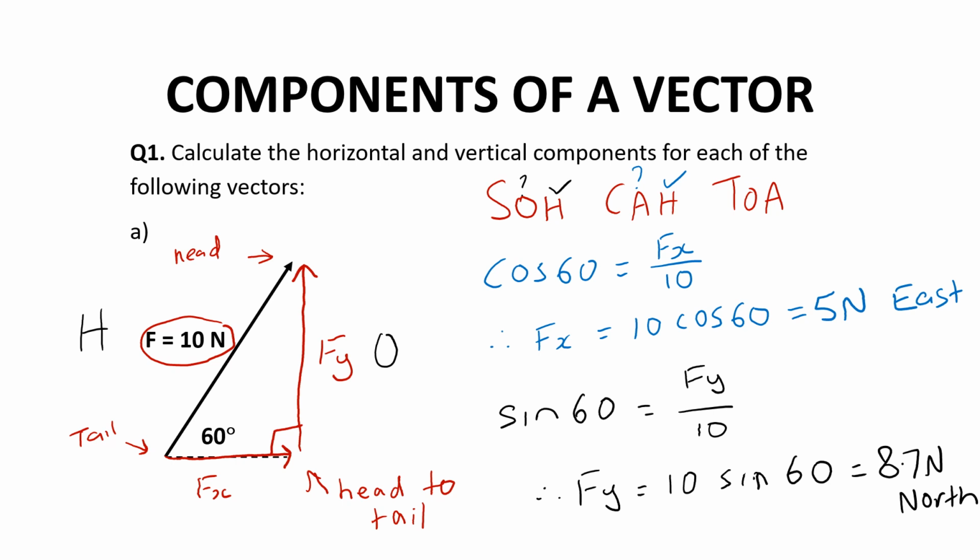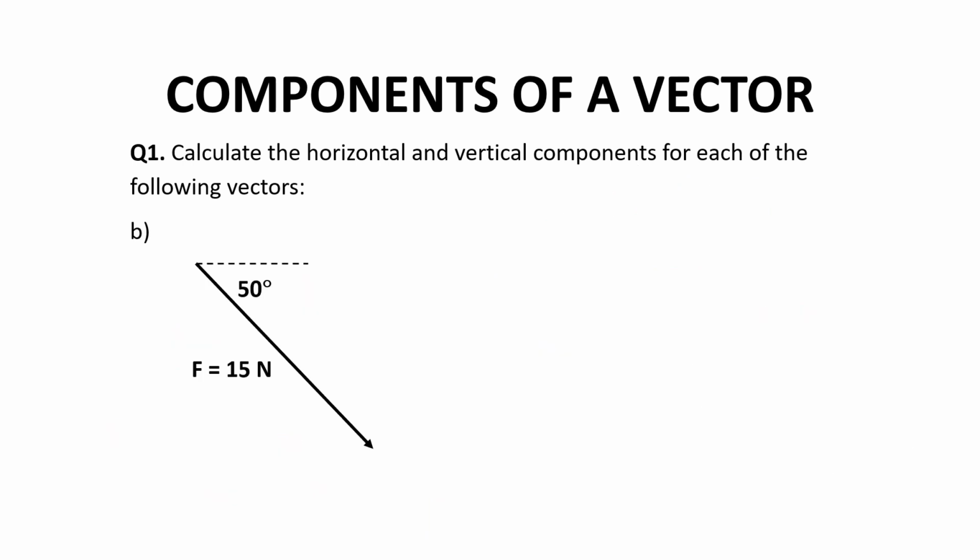Alright, now let's look at the next example, part B. We have to start from the tail of the vector. The x component is to the right and the vertical component is downwards. The horizontal component you can write as Fx or Fh, h for horizontal, so let's write it as F horizontal, and we can also find the vertical component, F vertical. Again, connect the vectors from head to tail. Now we can use sine, cos, and tan ratios to find the missing sides.